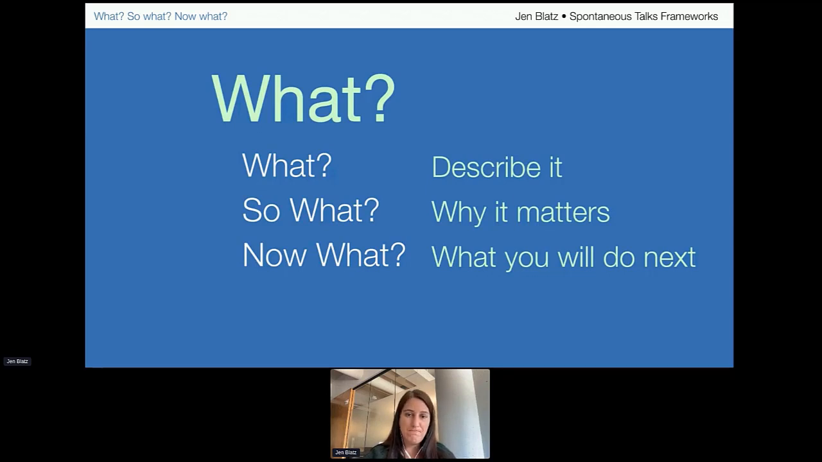So that's the framework. What? So what? Now what? So I have a pro tip. I would say, when in doubt, go with this framework. It's easy to remember. It covers a lot of important ground. So if you forget the frameworks I'm going to go through today, this is an easy one to remember. What? So what? Now what?